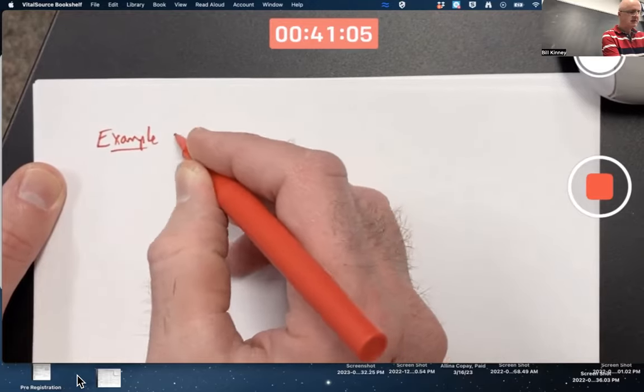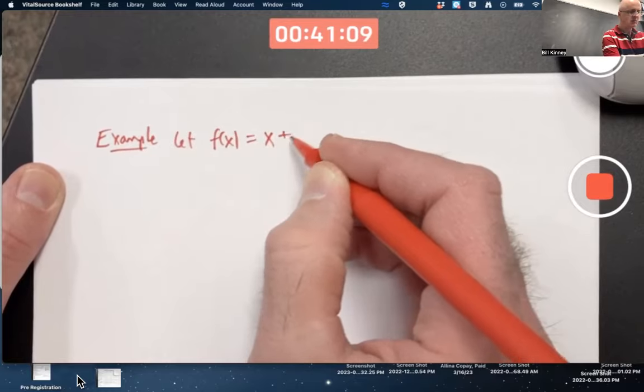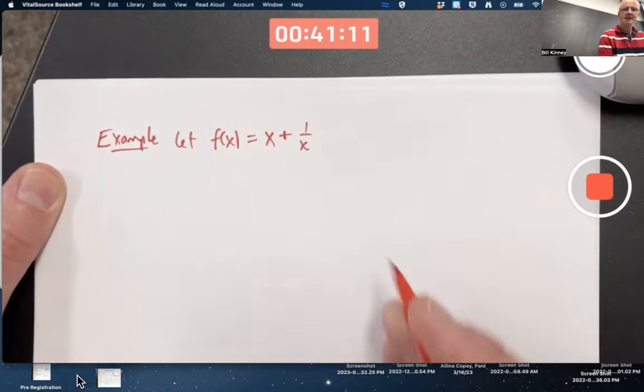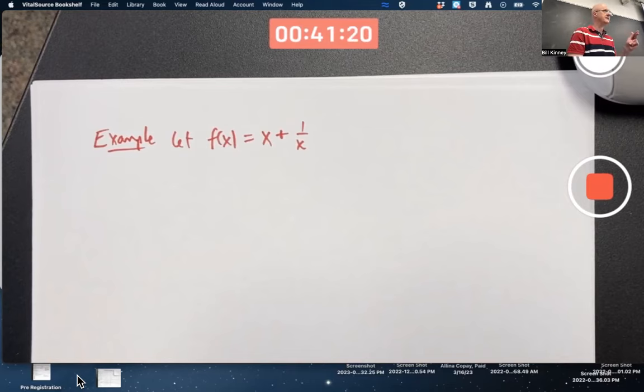Example: let f of x equal x plus 1 over x is the example we're about to consider. In the context of the end of chapter 3 and the beginning of chapter 4, which is kind of theoretical stuff, we're going to talk about some theorems, and we're also going to talk about some terminology that we want to start to get used to. I've hinted at these theorems and this terminology before, but we haven't been official about it yet.